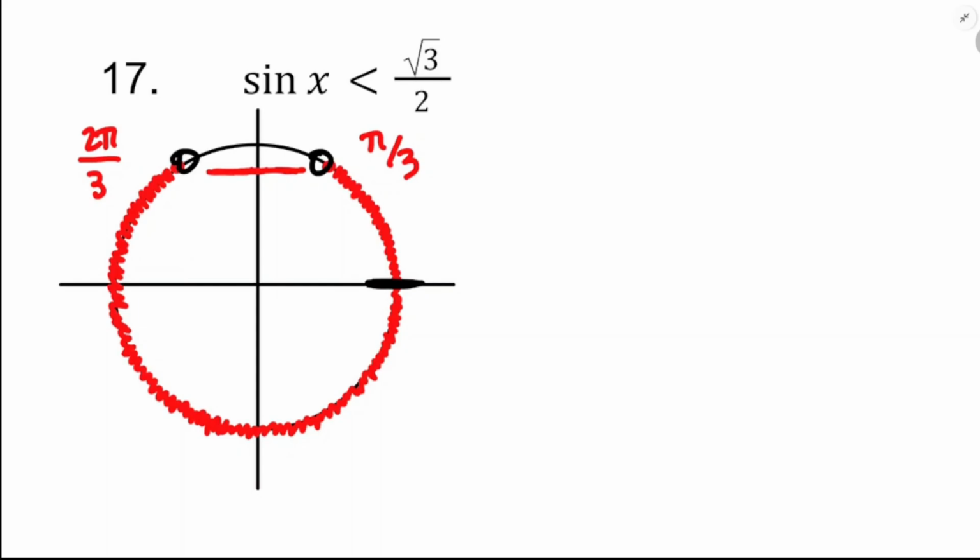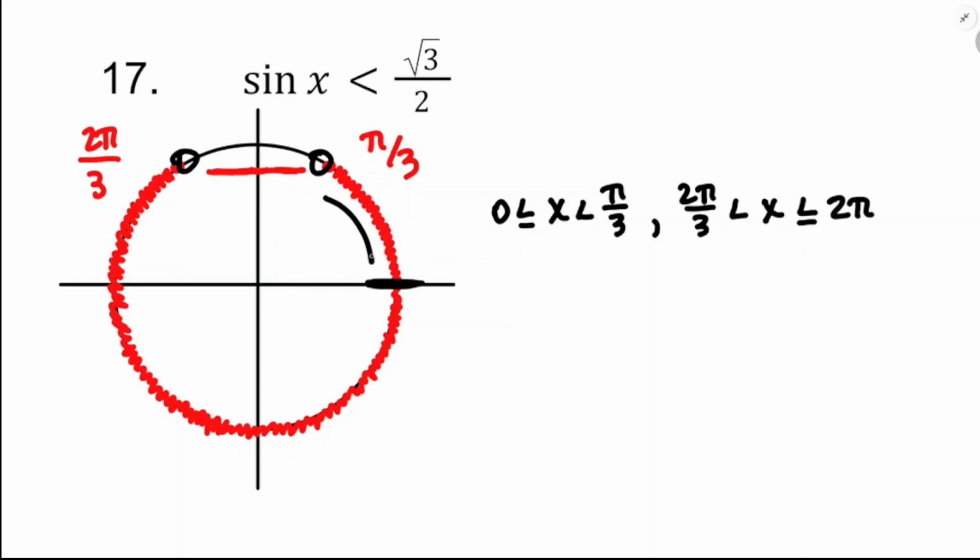So it'll be 0 is less than or equal to theta, or I guess x in this case, which is less than pi over 3. And then also 2 pi over 3 is going to be less than x, which is going to be less than or equal to 2 pi. Okay, so that first inequality got me that portion of it, and the second inequality got me the rest.